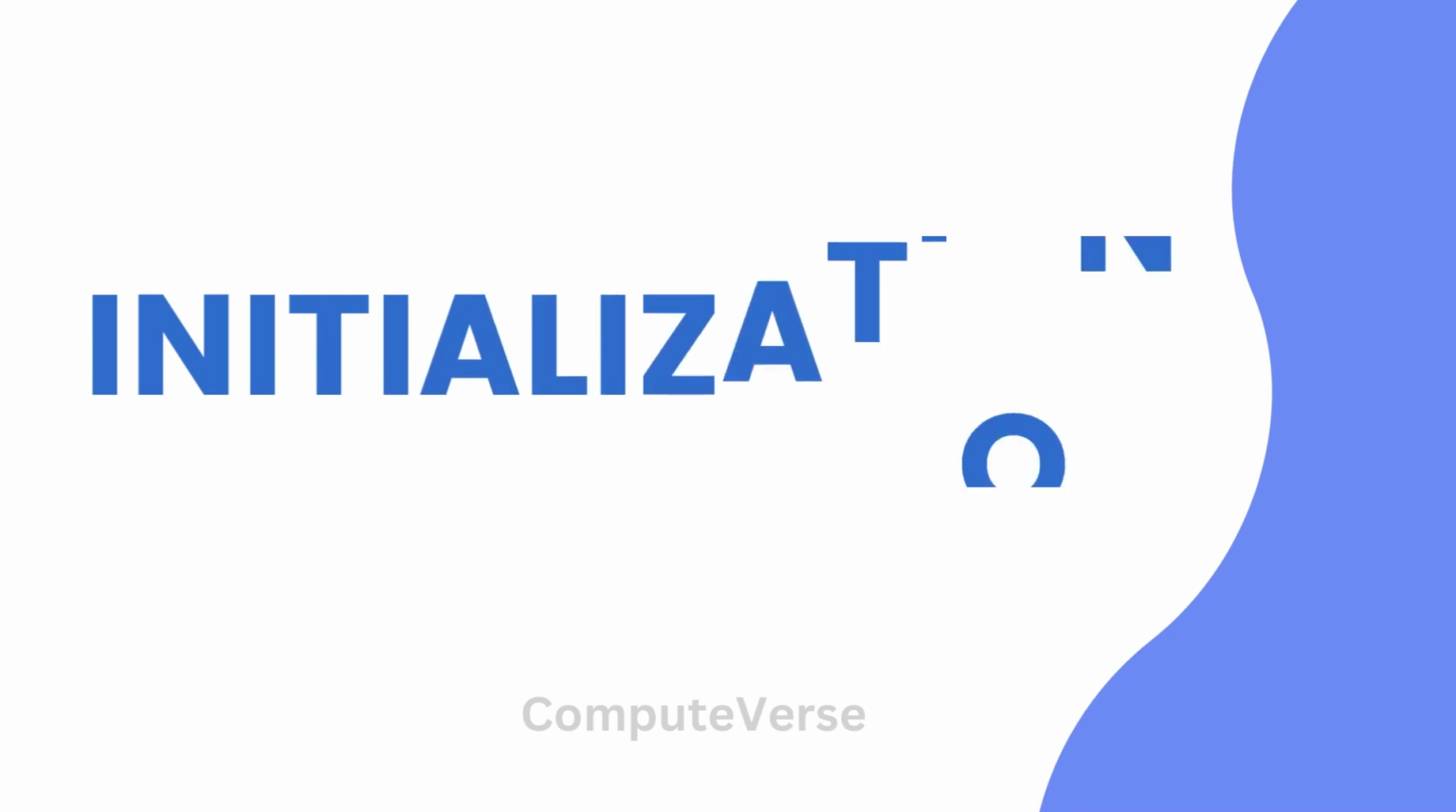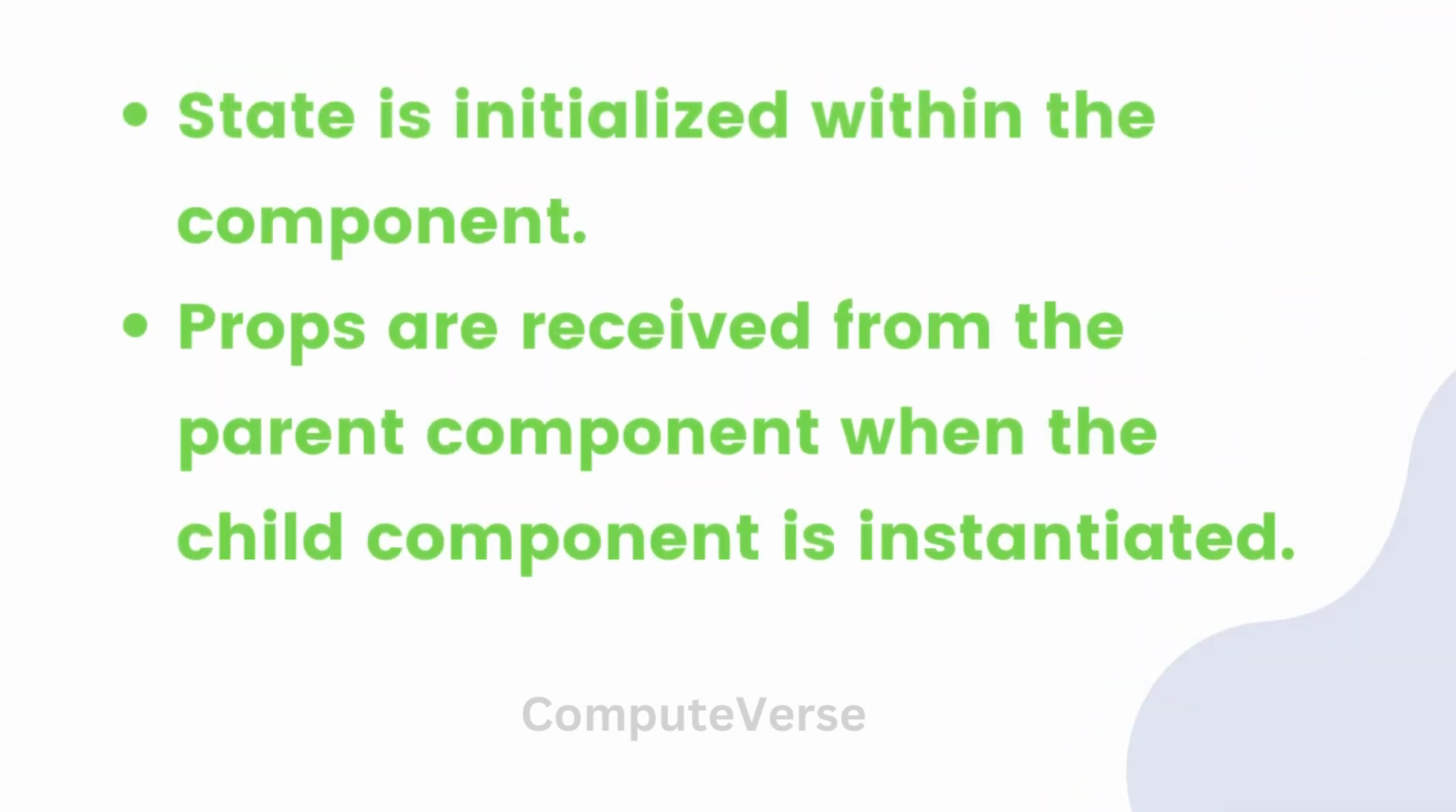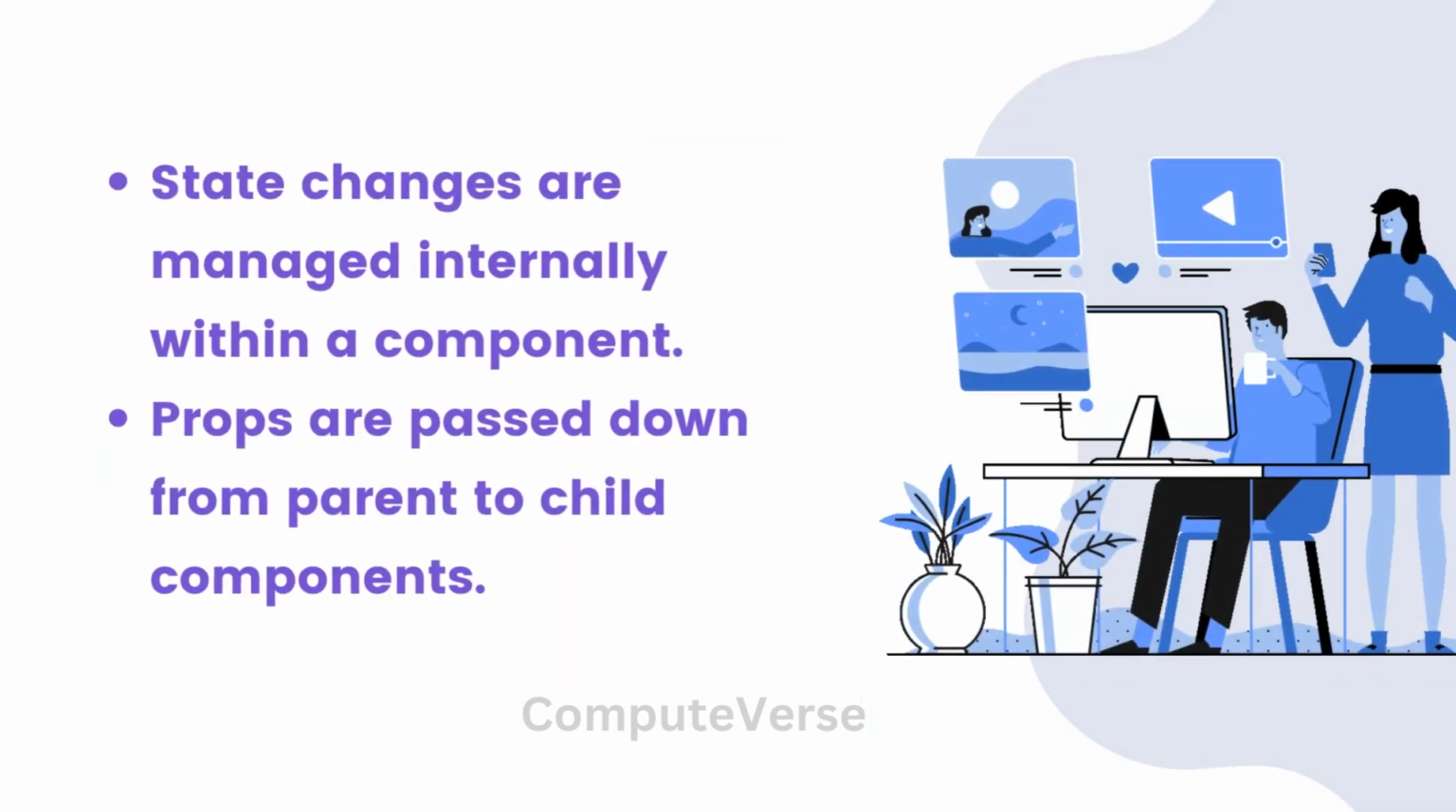Initialization. State is initialized within the component using the constructor for class components or the useState hook for functional components. Props are received from the parent component when the child component is instantiated. Direction of flow. State changes are managed internally within a component. Props are passed down from parent to child components.